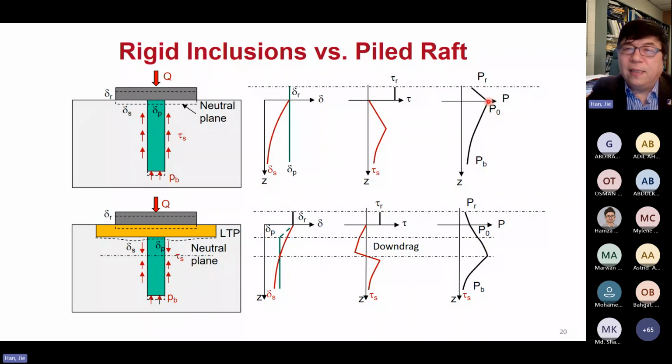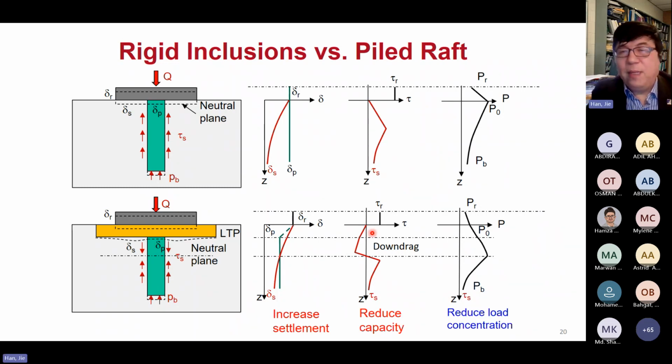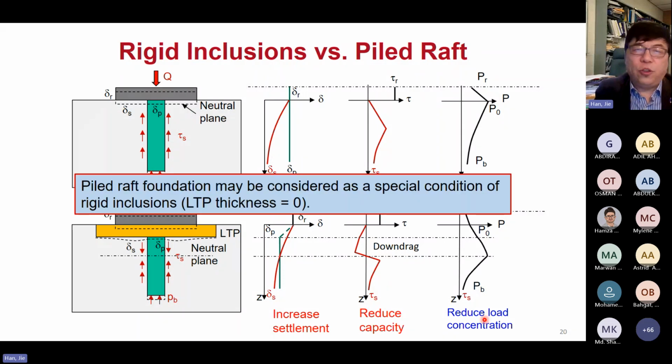Now look back here: the load on the top was higher and then decreased with depth. But in this case, it's not, because of the negative friction, the maximum tension in the pile is at depth in the soil and then decreases. So all those things change the dynamic. Basically, if you use a cushion, you will increase the settlement. Using a cushion will reduce capacity because you will have negative skin friction. However, there's a benefit. Using a cushion will reduce the load concentration and then reduce the demand on the raft. That is the benefit of the cushion for rigid inclusions.